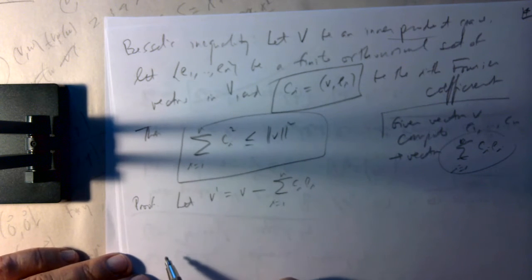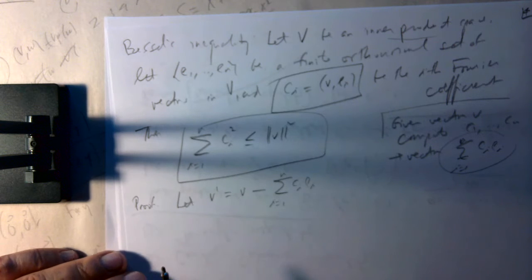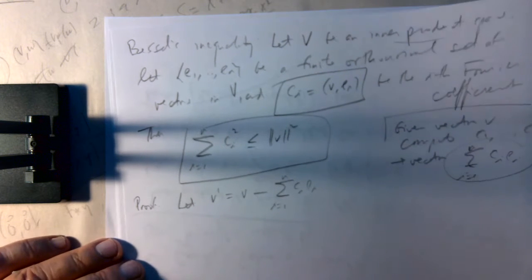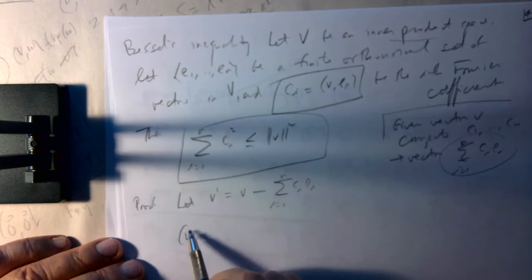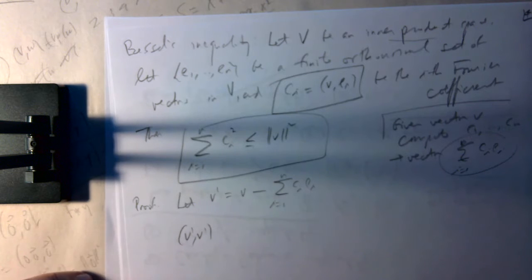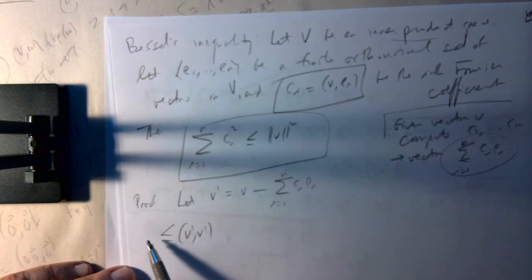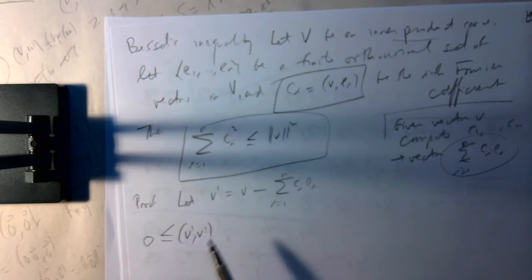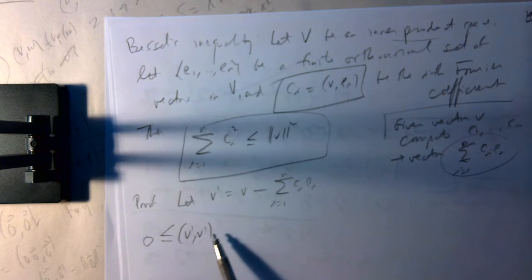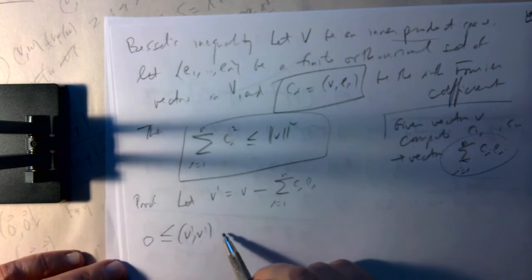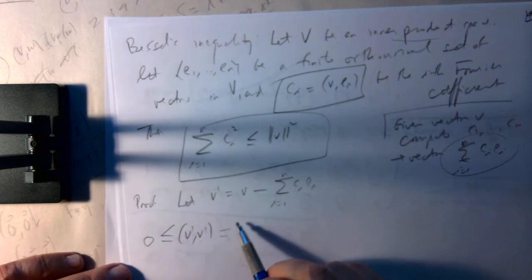And now we take the inner product of V prime with itself. Now the inner product of any vector with itself is greater than or equal to 0. It's 0 if the vector is 0, and it's strictly positive if the vector is non-zero, but it's never negative. So this is greater than or equal to 0. So let's just compute this inner product.